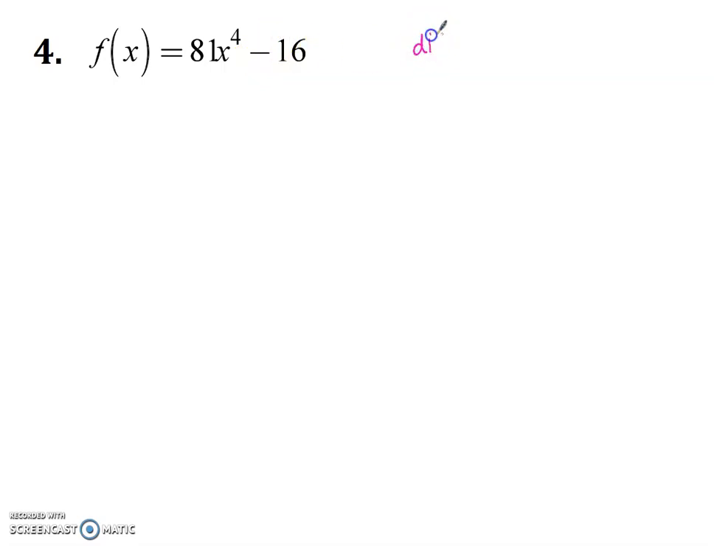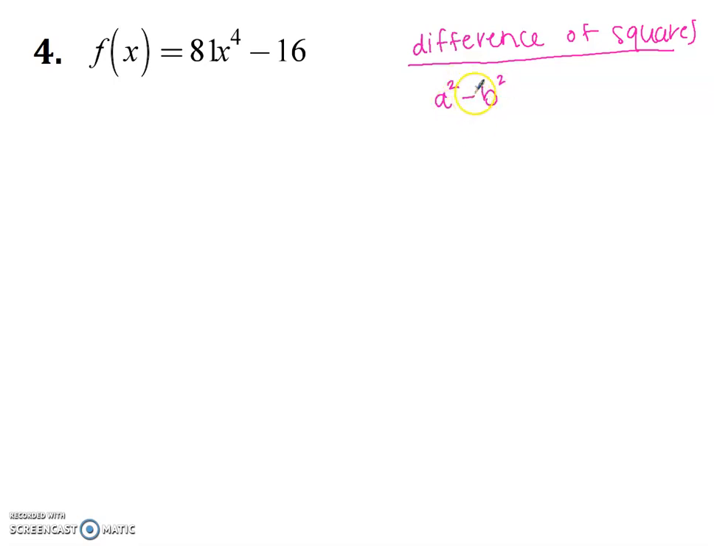Okay, so to factor a difference of squares, that's where you have something squared minus something else squared, and it has to be minus. You can't do a sum of squares. So to factor that, you're going to take the square root of each of them, and then one is going to be minus, one is going to be plus. Okay, so this is how you factor a difference of squares.